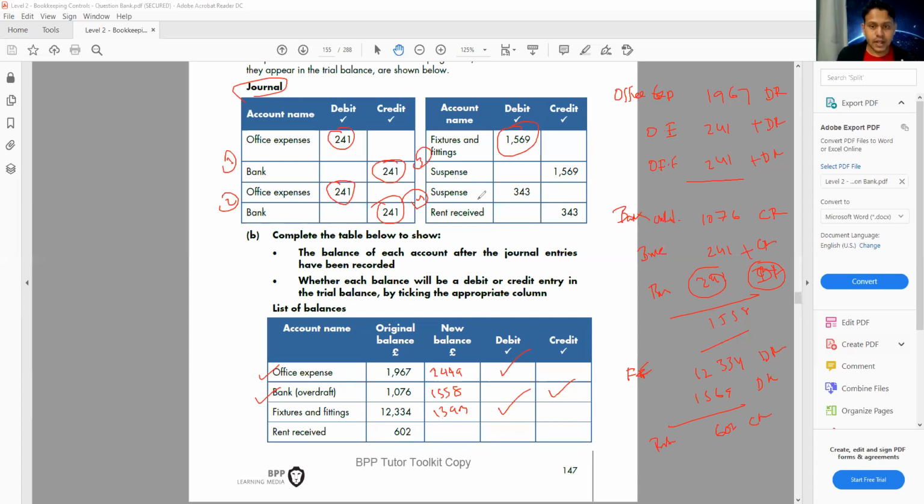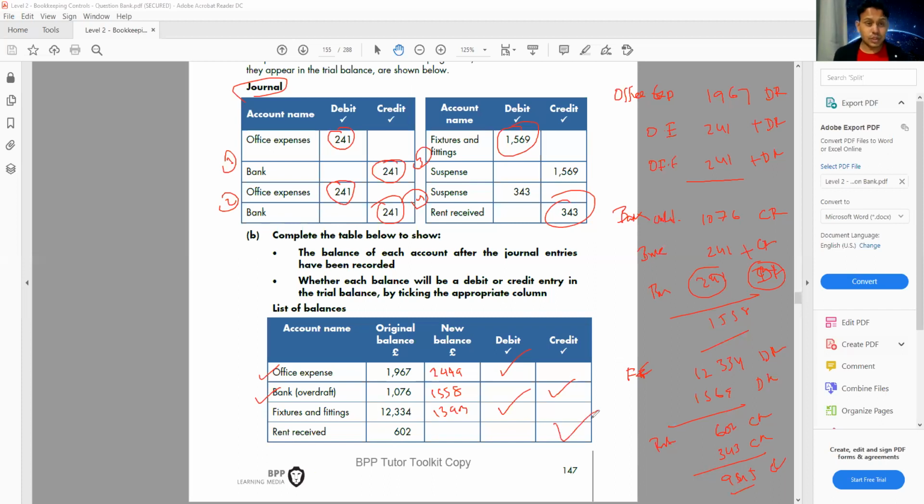And we have a rent received, another credit. 343, this is another credit. How much is the balance? 602 plus 343, this is 945. And this is also our credit.